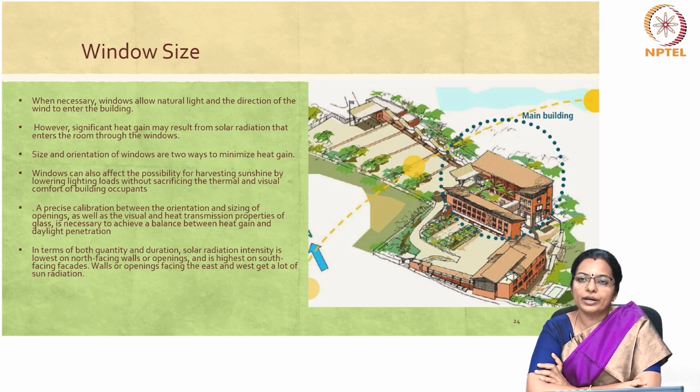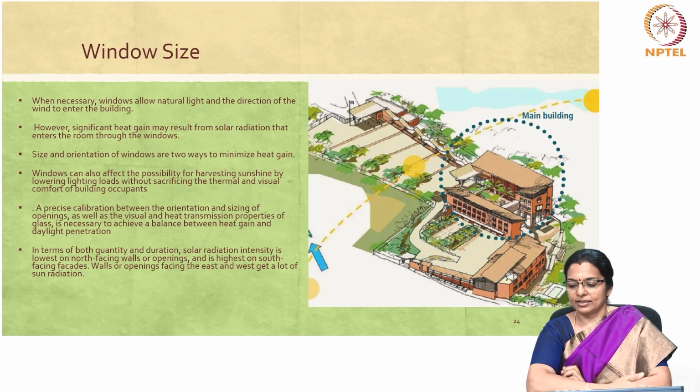In terms of both quantity and duration, solar radiation intensity is lowest on north facing walls or openings and is highest on south facing facades between the north and the south wall. Between east and west, the east solar radiation is lower and the west solar radiation is extremely high. Walls or openings facing these, if they get a lot of sun, then the building can become extremely hot in warm, humid and hot, dry conditions, or they can become very comfortable in cold areas.